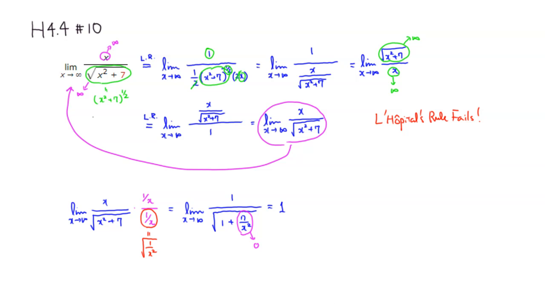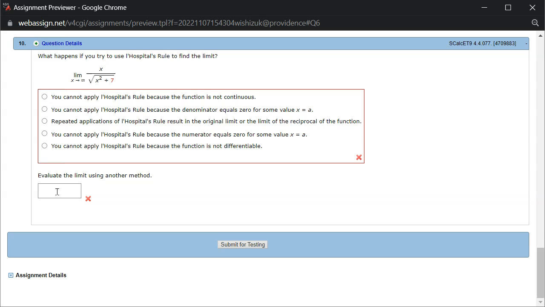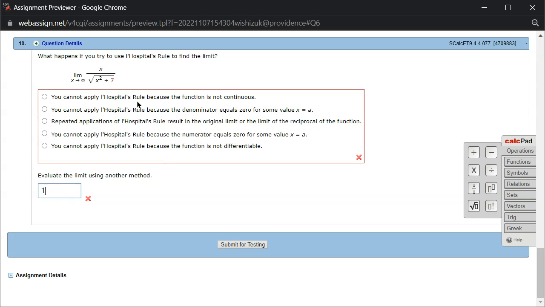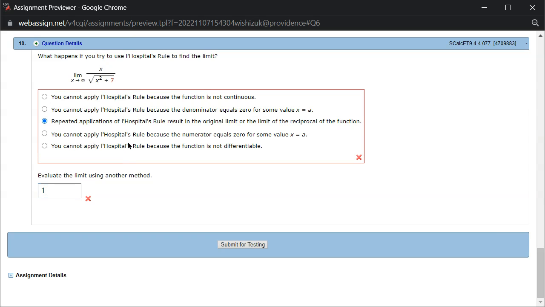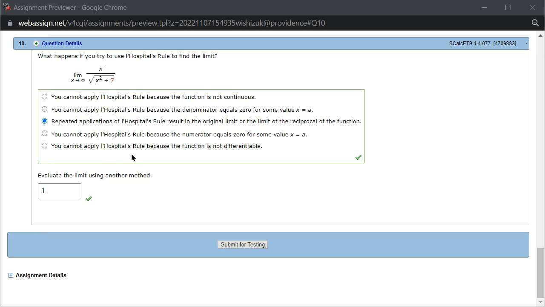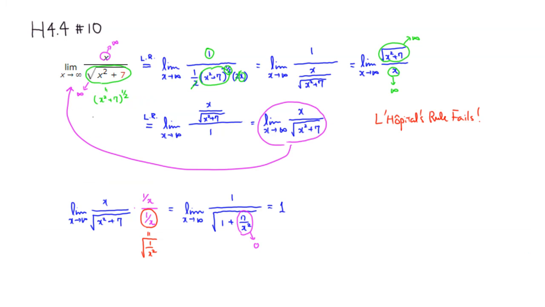So the answer is 1, but let's see what the choices are. It's going to be 1. You cannot apply because the function is not continuous? That's not the problem. Cannot apply because the denominator equals 0? No, it's not. Repeated application of L'Hopital's rule results in the original limit, so this is that, or the limit of the reciprocal of the function, so we have that. Cannot apply because the numerator equals 0? Nope. You cannot apply L'Hopital's rule because the function is not differentiable? It is differentiable. Let's check the answer. I came back and it looks like we got this one correctly. That's it, I hope this was clear.